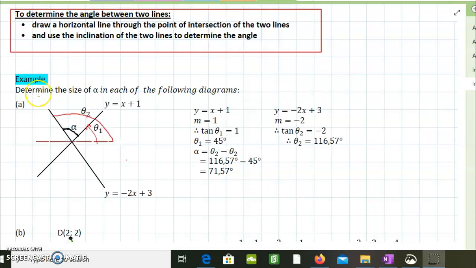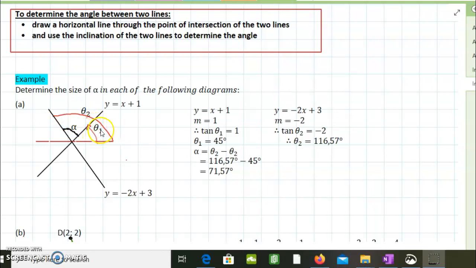Here's my horizontal line. So here I've drawn the horizontal line through the point where the two lines intersect each other. I've called this angle of inclination theta 1, and the angle of inclination of the other line is called theta 2. Remember, it's the angle that the line makes with the horizontal. So there's the inclination of the line y equal to x plus 1, and theta 2 is the inclination of the line y equal to minus 2x plus 3. So to work out these two angles, we know we need the gradient of the lines.